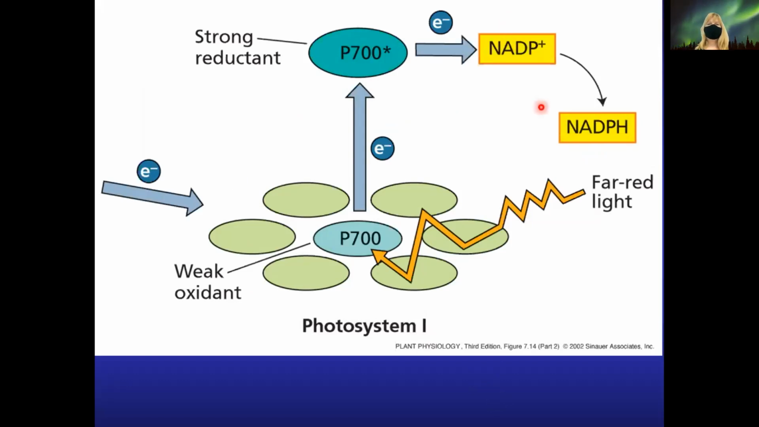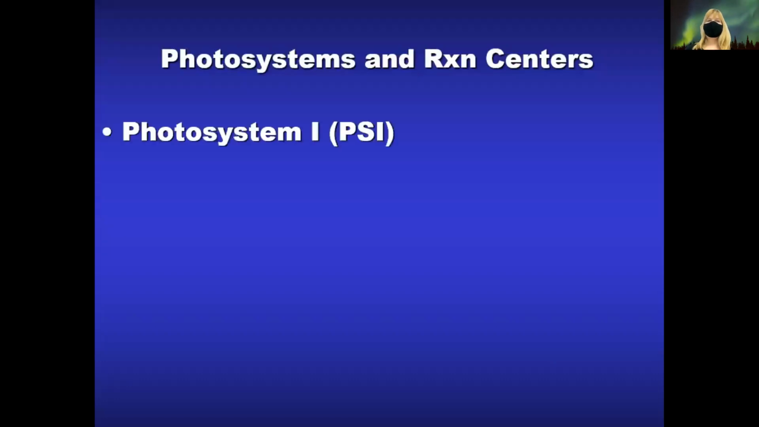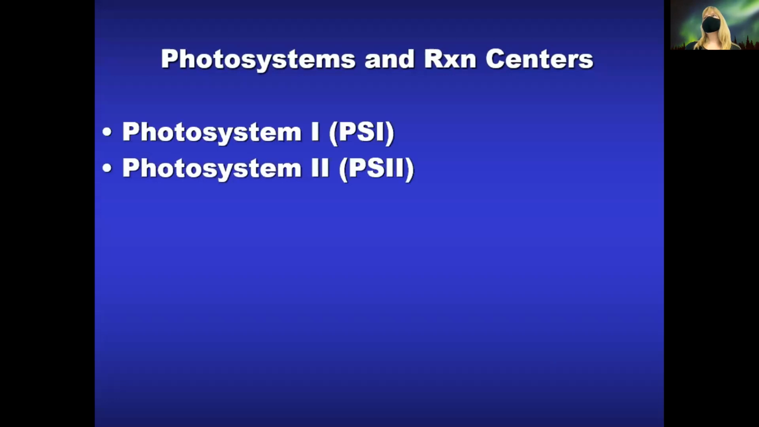Okay, so we have two photosystems to think about. They named them in order of discovery. So photosystem 1 was discovered first. But when we describe the light reactions, we usually start with what's happening at photosystem 2, because that's where water is getting split. So we like to think of it that way.